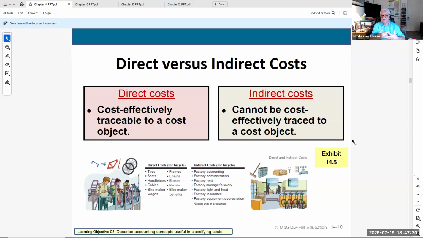Indirect costs are costs that you have, but they're indirectly associated with your product. Accounting costs, rent, managers' salaries, insurance, depreciation. Those are all legitimate costs of your company, but they're not directly needed to produce the bicycle, but they're still a cost of the business. One of the key points of managerial accounting is, okay, what are the direct costs of our business and what are the indirect costs of our business? Another name for indirect costs is overhead.